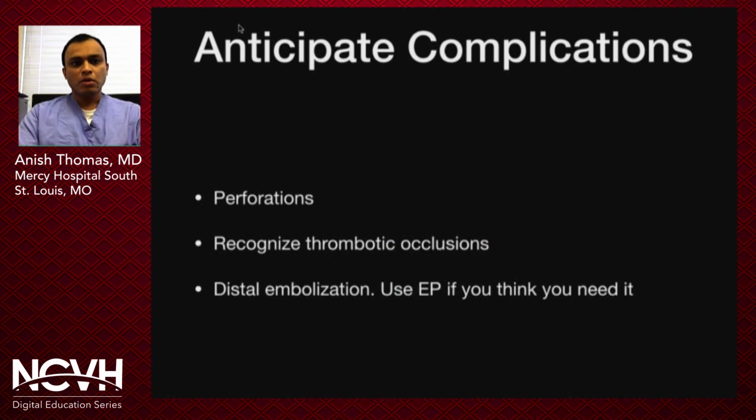So in short, when you're talking about crossing complex aortoiliac interventions, anticipate complications like perforations. If you've already crossed the occlusion, be prepared to use covered stents. Sometimes, however, you may have to use coils as well, especially if you haven't been able to cross and stent this, but still have significant perforations that require coiling. Recognize thrombotic occlusions like what I showed you. If you do not, you can have significant distal embolization and make the procedure even worse and have significant complications from it. Use embolic protection like I showed you if you think you need it.